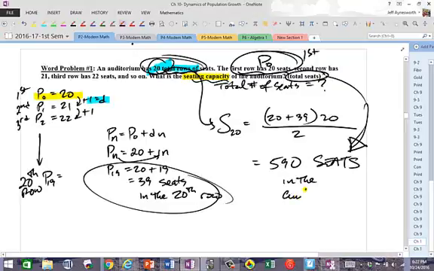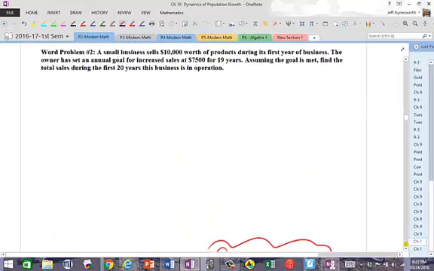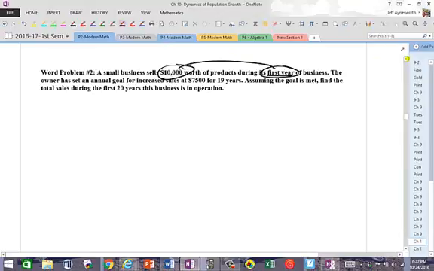So we are learning, hopefully, and hopefully we're getting good. Just one more little problem to go, and then I'm finished. So on the second one here, what do we have? We have a small business that sells $10,000 worth of products during the first year of business. So $10,000 in the first year. What does that sound like, guys? I didn't hear you. What does that sound like?